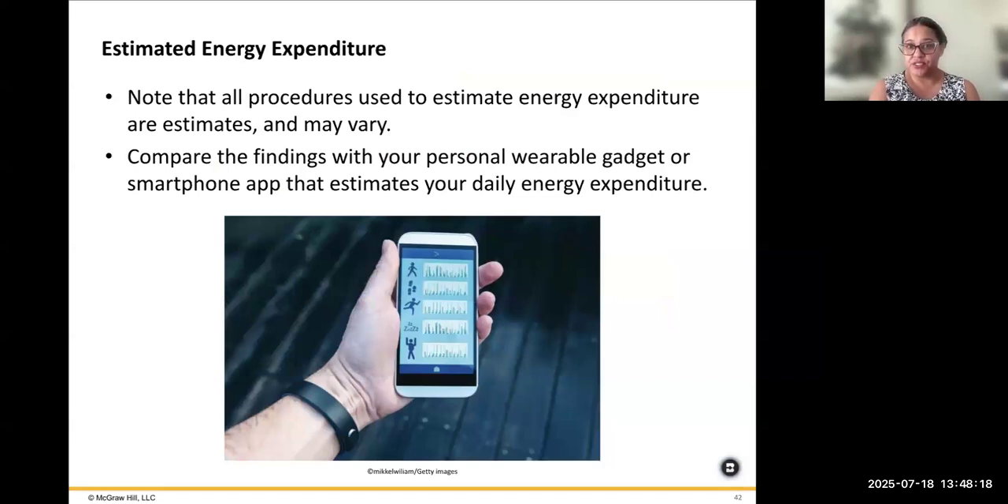Note that all procedures used to determine estimated energy expenditure are estimates and may vary. You always want to compare findings with your personal wearable gadget or smartphone app that estimates your personal daily energy expenditure.